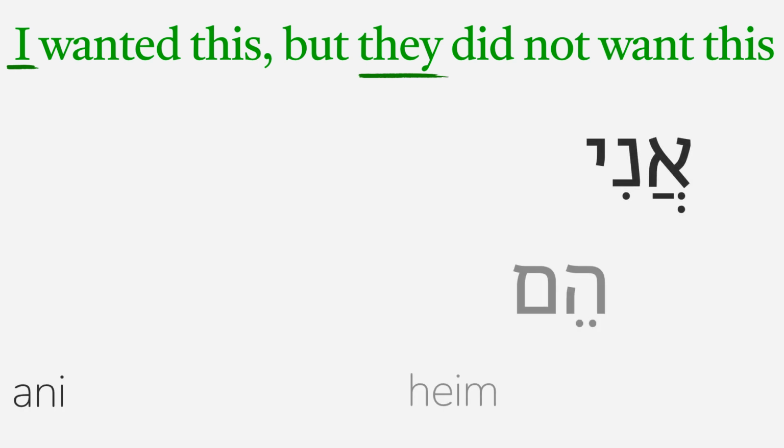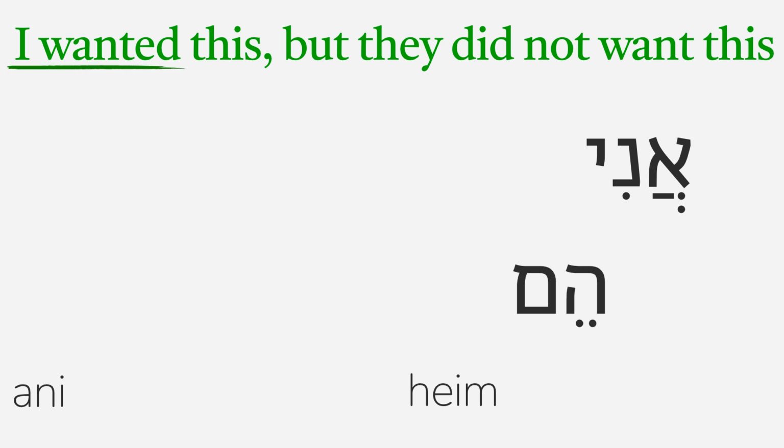Let's say I wanted this, but they did not want this. Since in this sentence we are contrasting I and they, we will use the pronouns ani and heim to emphasize this contrast. Again, using pronouns with the past tense in Hebrew is not necessary, but it is often helpful to use them to add emphasis.